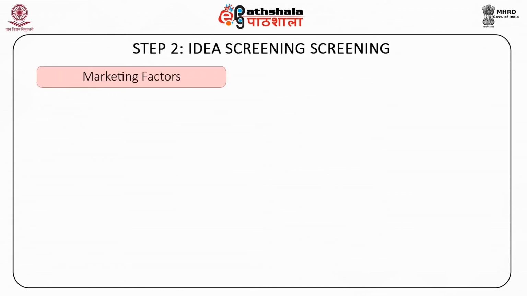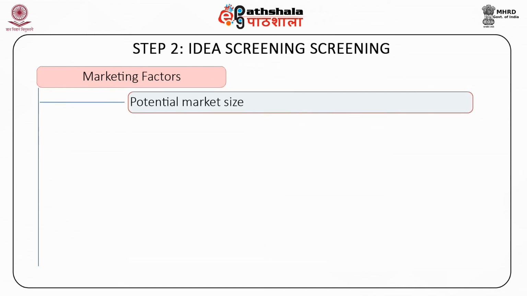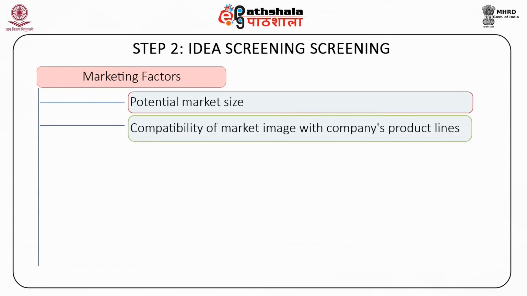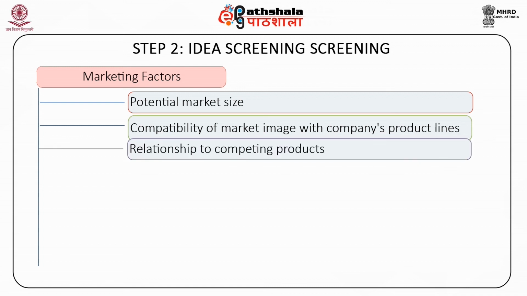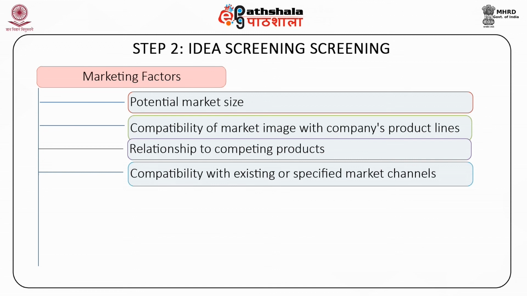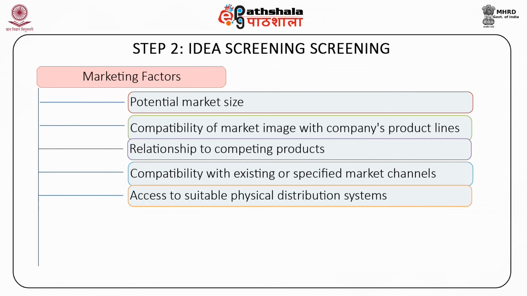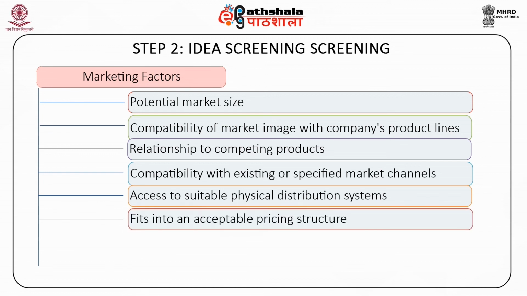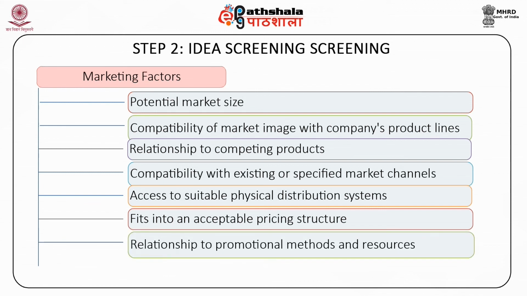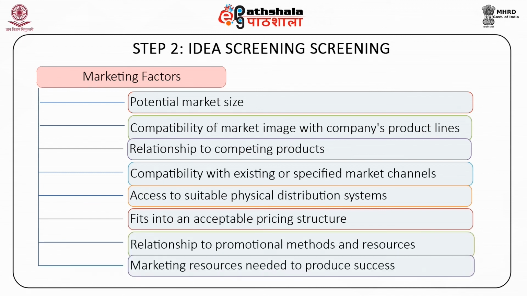Marketing factors include potential market size, compatibility of market image with the company's product lines, relationship to competing products, compatibility with existing or specified market channels, access to suitable physical distribution systems, fit into acceptable pricing structure, relationship to promotional methods and resources, and marketing resources needed to produce success.